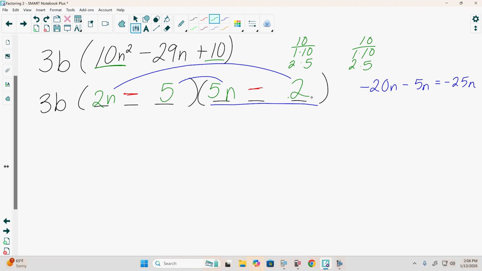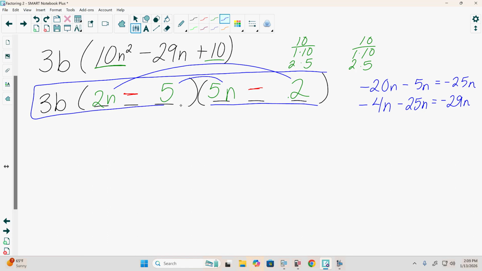So we can switch the third term's factors to 2 and 5. 2n times negative 2, 2 times negative 2 would give us negative 4n. Negative 5 times 5n, negative 5 times 5 would be negative 25n. Negative 4n minus 25n would give us negative 29n, which is the middle term we wanted, telling us these are the correct factors. And that's it.